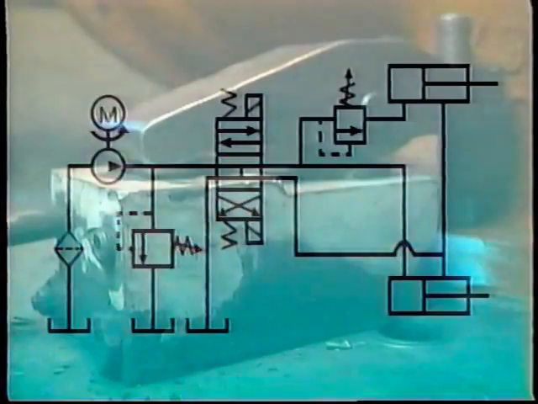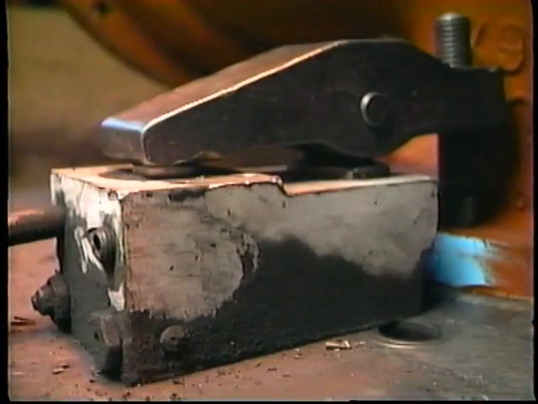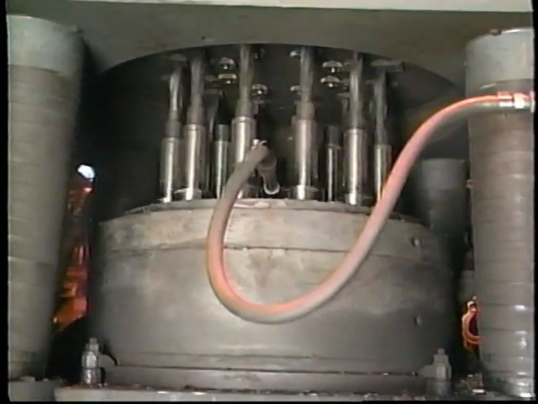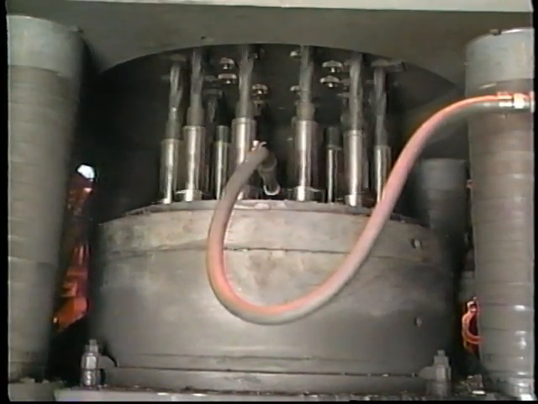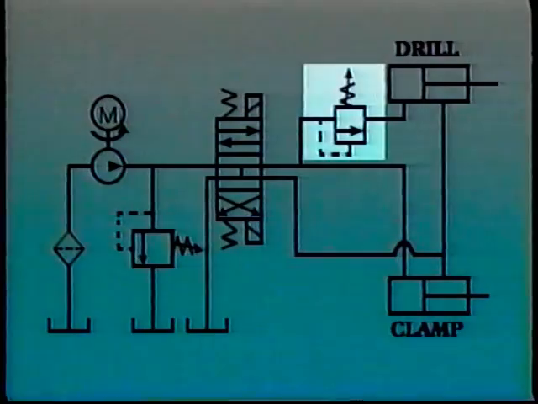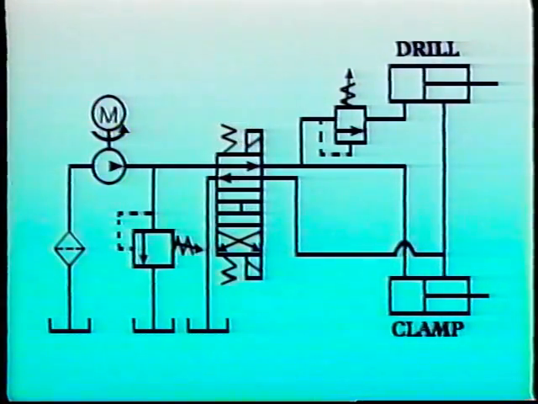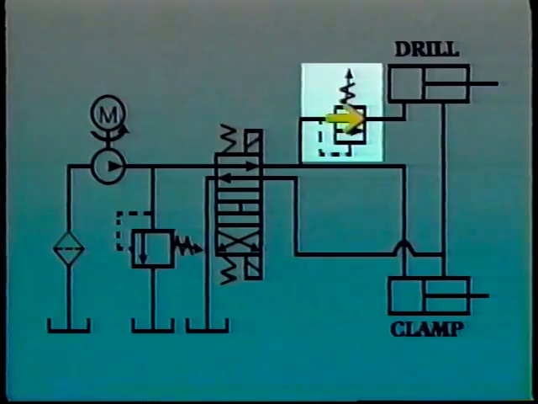For example, suppose a drilling operation involves clamping a workpiece with one cylinder, then feeding a spinning drill bit into the work with another cylinder. A sequence valve can do this. Shifting a directional control valve sends fluid to the clamping cylinder and toward the drilling cylinder. The sequence valve installed ahead of the drilling cylinder stops the flow because the pressure isn't high enough to overcome the force of the spring that keeps the valve non-passing.